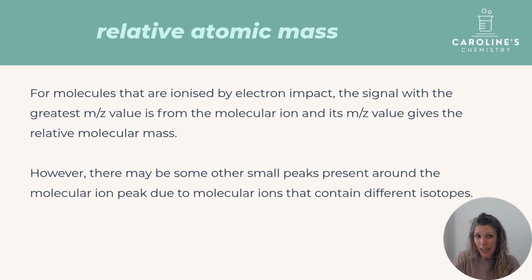And how nice would it be if that was the end of the story? But there are a few places we can also now be tripped up. We also need to be careful of other peaks that might be around that molecular ion peak. Remember, the molecular ion is the mass of the overall ion. We can have small peaks either side of that, usually because we have different isotopes present.